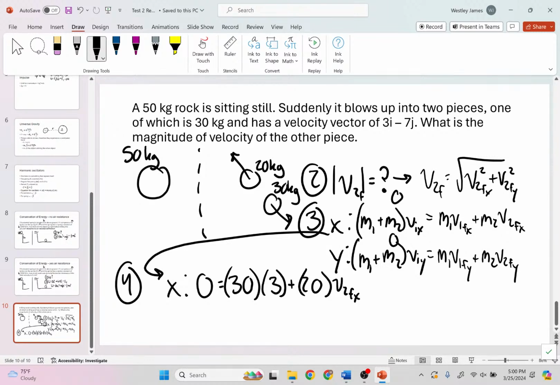So there you go, super easy math there. And then the other one, the y component, same thing. The left side is 0, my rock ain't moving. 30 times -7 plus 20 times v2fy. Then you get those numbers, and take the square root of the squares of those added together.